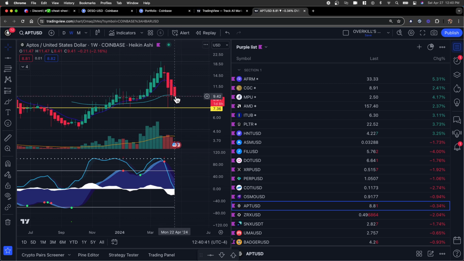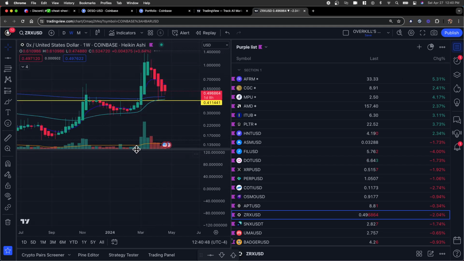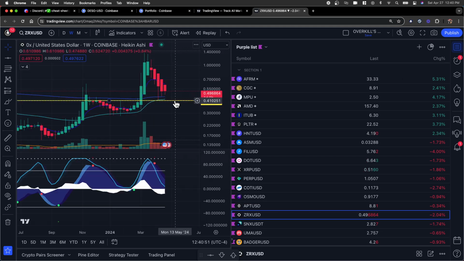Here's APT sitting right on the dot as well. Going to remain a buyer of this with a stop loss at 7.36. Okay, 7.36 on that one. Here's ZRX, also looking good coming into support here. I think we're going to bounce, guys. I think we're going to see a bounce, at least in altcoins, right?